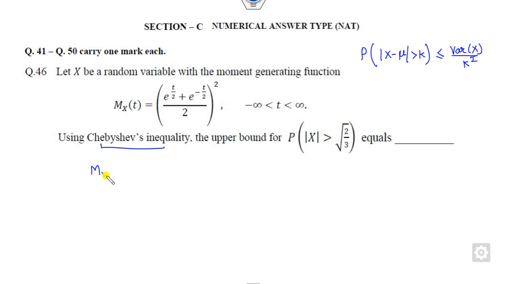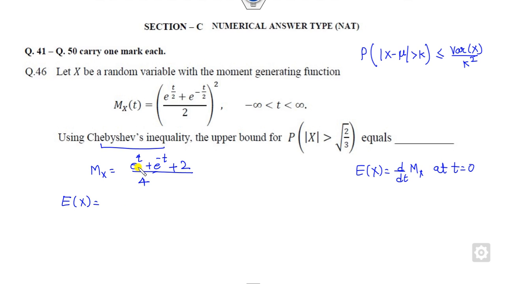So what is that? If you open this square, what will happen? This is e raised to power t plus e raised to power minus t, plus 2, all over 4. How can you find the expected value? We all know how to find the expected value: we take the derivative at t equal to 0. So what is the first derivative at t equal to 0? The first derivative is e raised to power t minus e raised to power minus t over 4. What is the value at 0? 1 minus 1 upon 4 is 0.